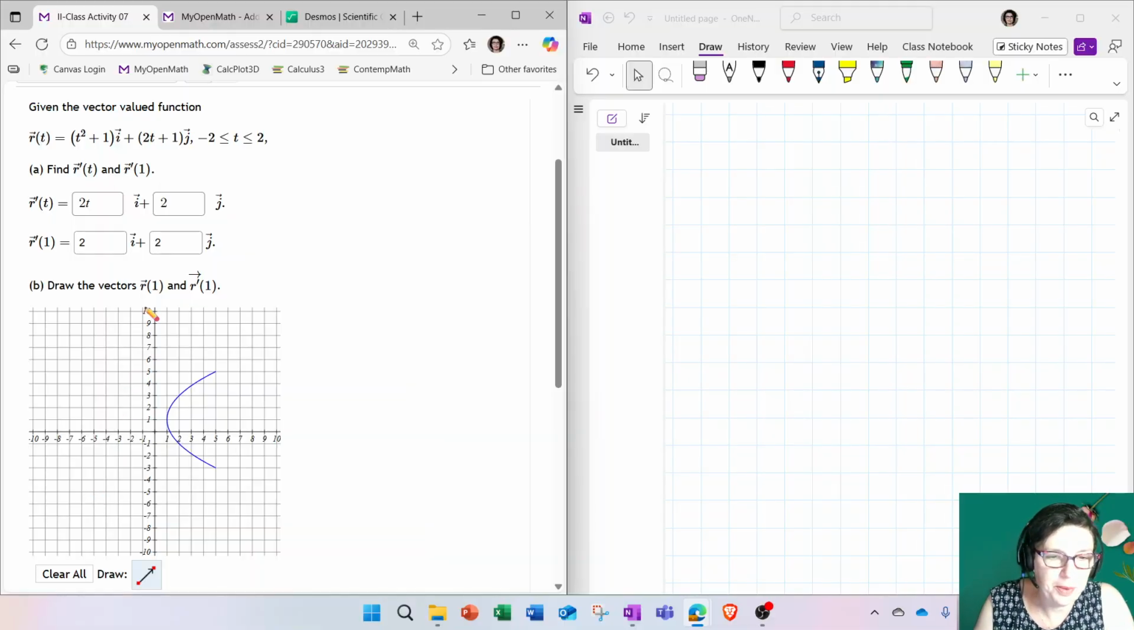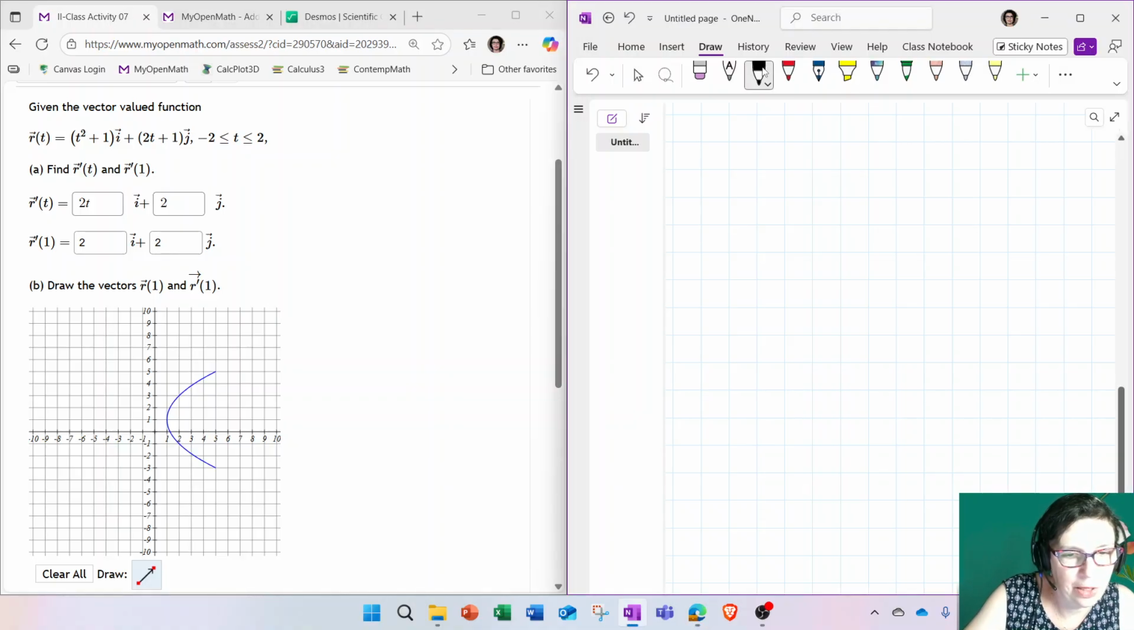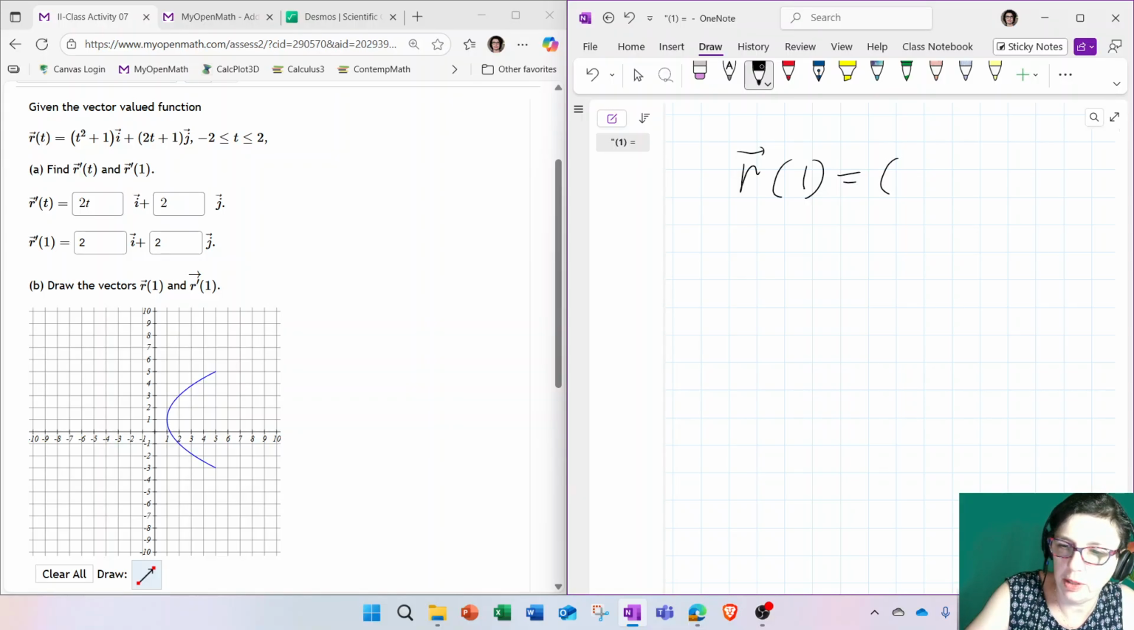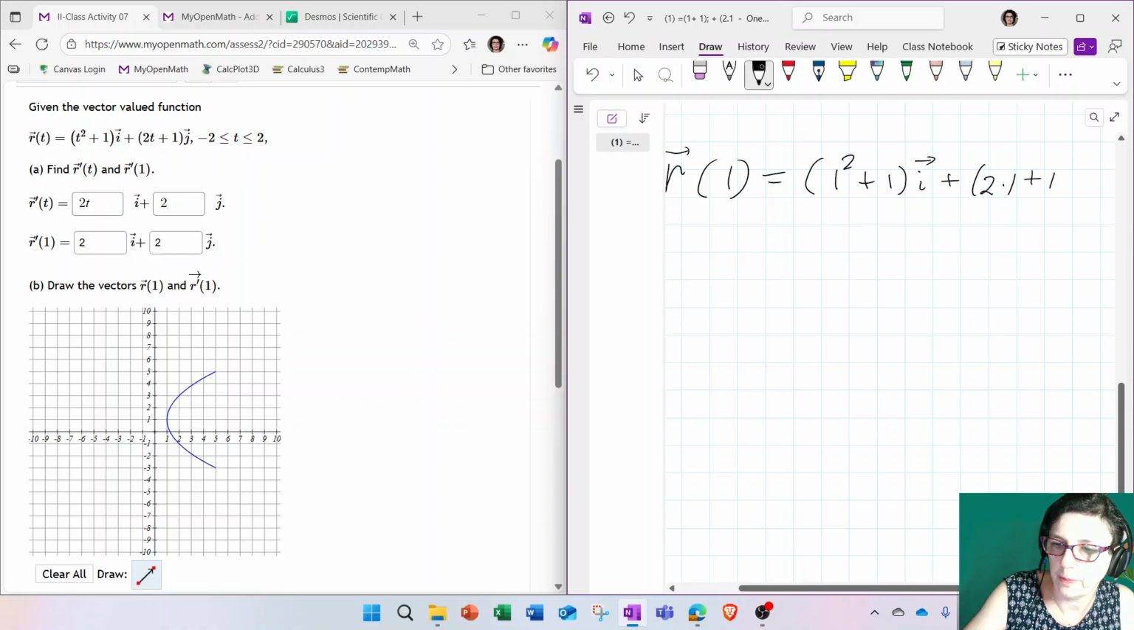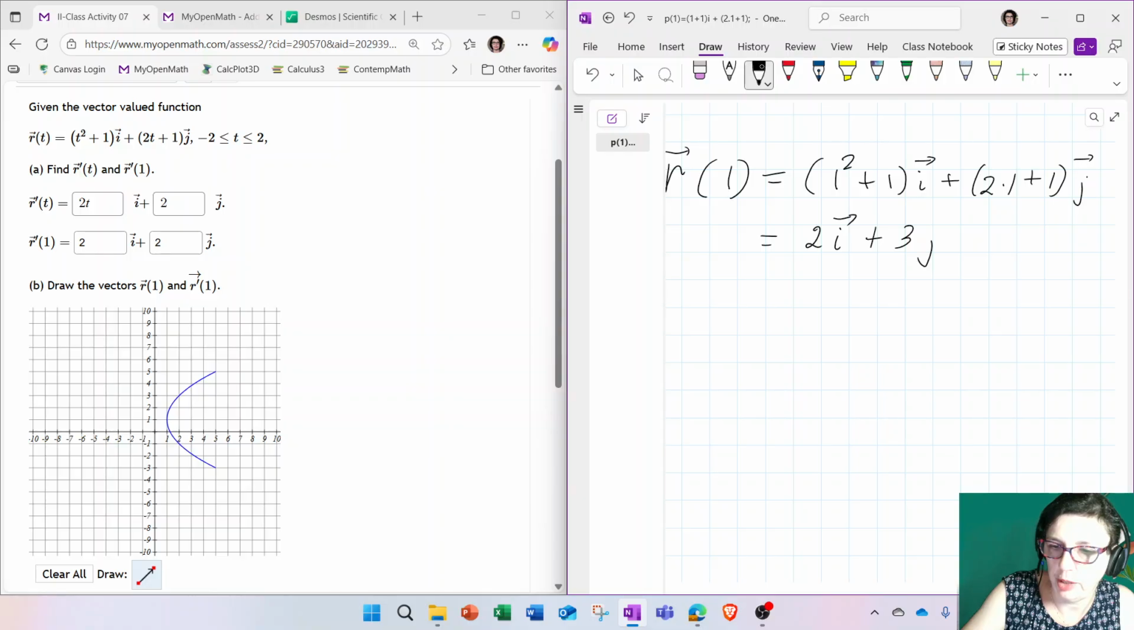Okay, first, the position vector. Well, we don't know what it is. We have to find it in order to start drawing it. And I don't know why they're not asking us, but we definitely want to do that. So let's go ahead and find the derivative at 1. Derivative, I'm sorry, the position vector at 1 first. So what that means is just take the original expression and plug in 1 into it. Okay, so that's going to become 1 squared plus 1 i plus 2 times 1 plus 1 j. Okay, so that's just what's called the position vector. So I get 2i plus 3j.